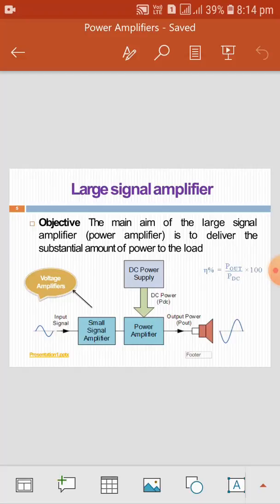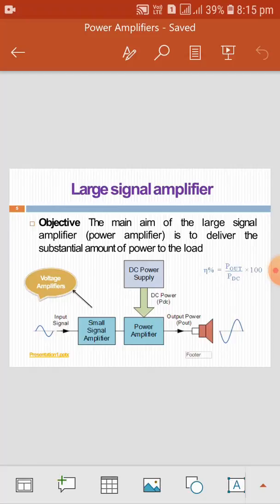So say for example, now the input and intermediate stages are small signal amplifiers in which sufficient voltage gain is obtained by intermediate stages, hence it is called as a voltage amplifier. But the last stage is given to output to the load like loudspeaker, which must be capable of delivering appreciable amount of AC power to the load, hence that stage should be capable of delivering high power to the load. So that stage is called as a power amplifier stage.